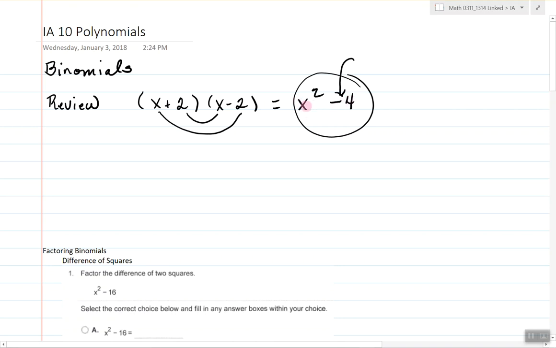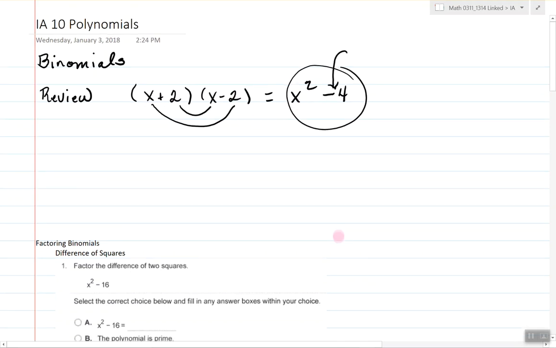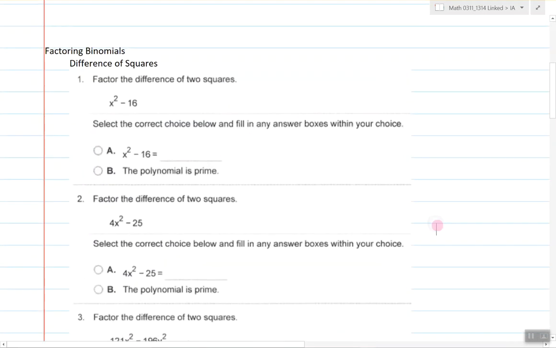We are going to look at binomials of this format and we're going to factor them into both the sum and the difference of the square root of the first term and the square root of the second term. All right, so let's take a look at what we've got.